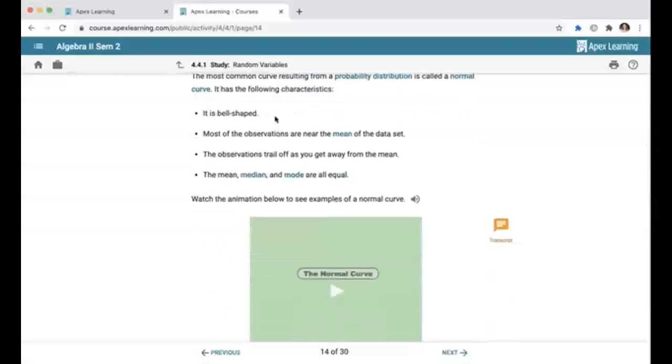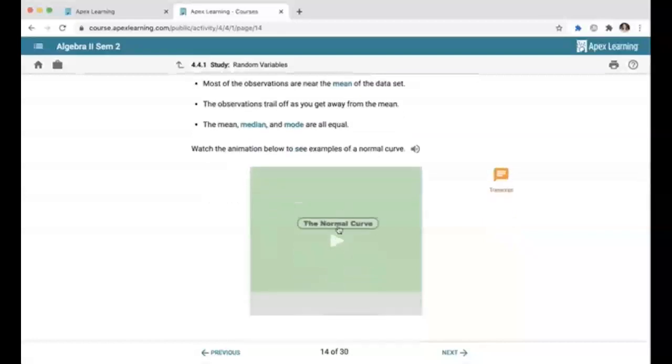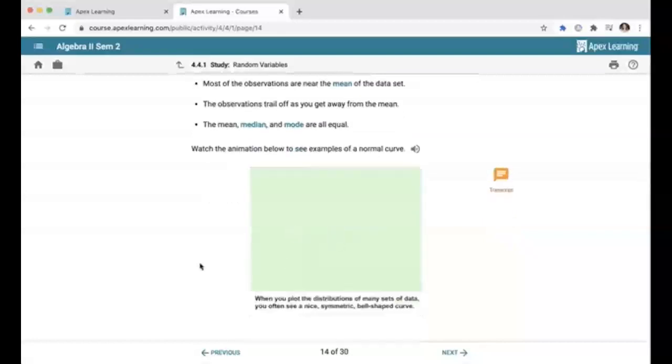And it has these 4 characteristics. It's what's called bell-shaped. Observations are near the mean of the data set, and the observations trail off as you get away from the mean. And we have the mean, median, and mode all equal to each other. And by observations, they mean frequency. So if we watch this video here, it'll explain.